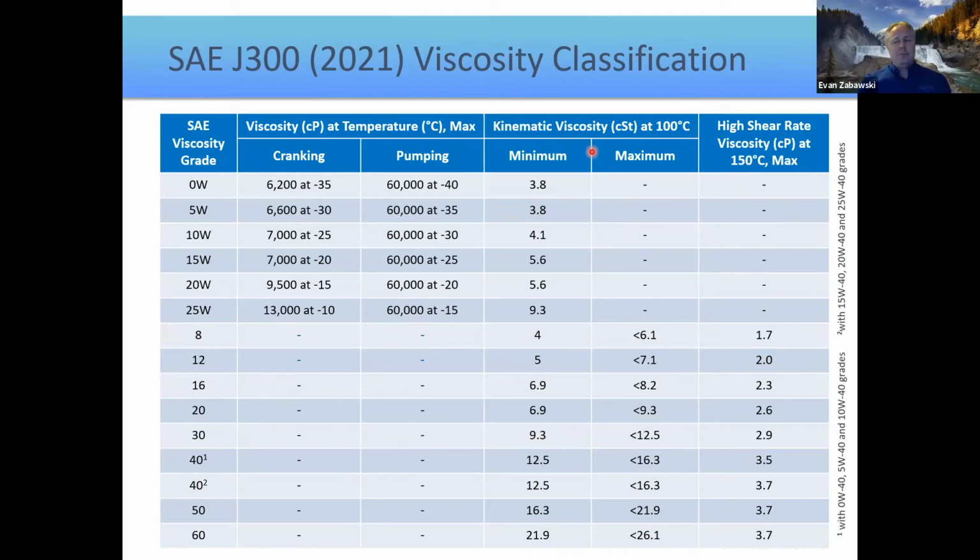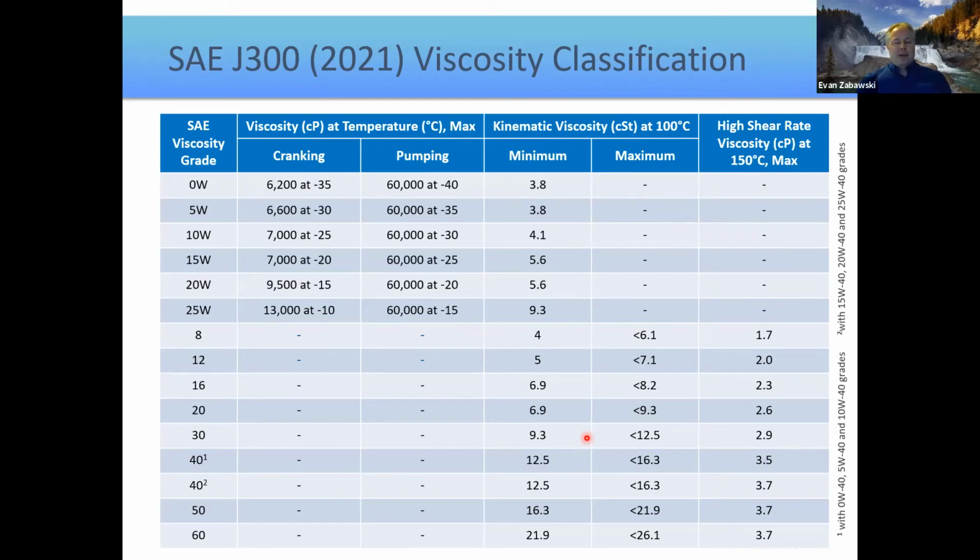Now, in their infinite wisdom, you might ask, why did SAE choose to set limits at 100 degrees Celsius? Well, it's because it represents operating temperatures. Right, 100 degrees Celsius, 212 degrees Fahrenheit, is very close to the bulk circulating oil temperature of a standard gasoline engine. So knowing that a 30 weight is an oil that's defined right here as an oil having a viscosity between 9.3 and 12.5 centistokes at 100 degrees Celsius, that qualifies it as being called a 30. Now that could be a 10W-30, a 5W-30, a 0W-30, a monograde 30. Doesn't matter. 30 is a 30 is a 30 is a 30.